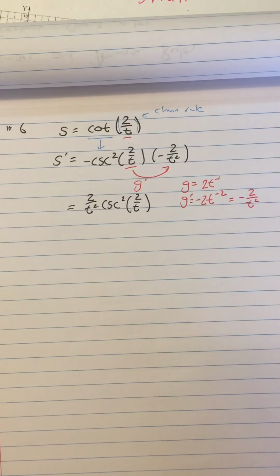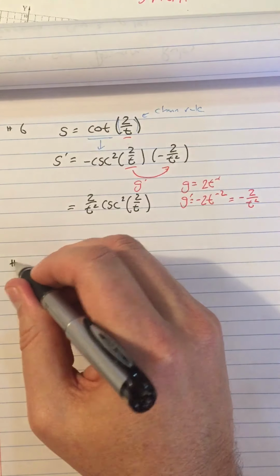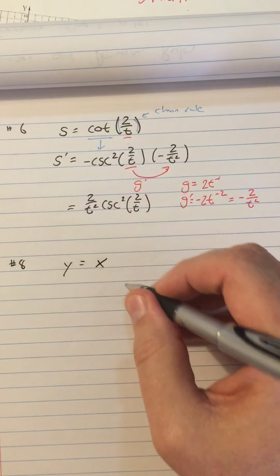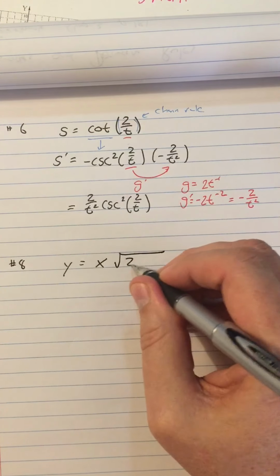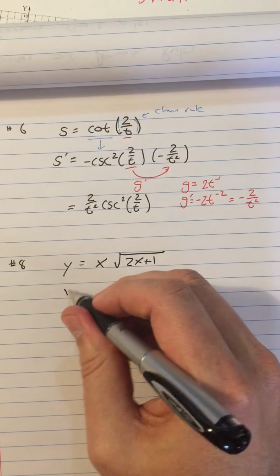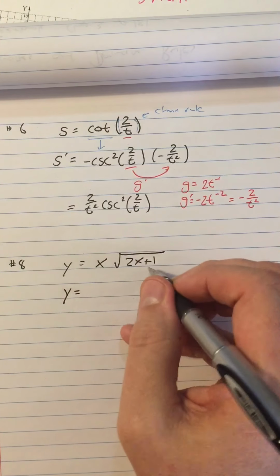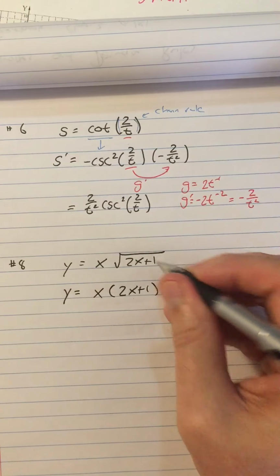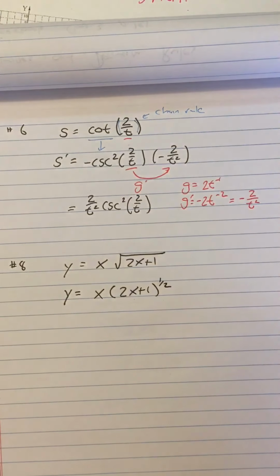I think I can squeeze one more into this video. So for number 8, I have y equals x times the square root of 2x plus 1. So the first thing I'm going to do is keep it y. I'm not going to do calculus. I'm going to do algebra, and I'm going to rewrite that root as a fractional exponent.